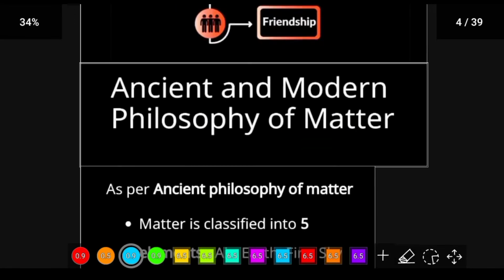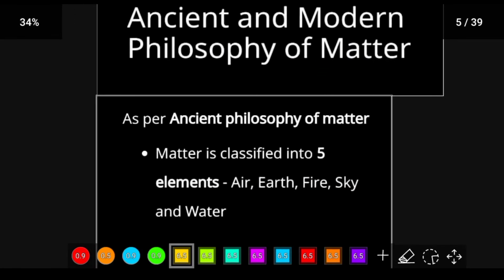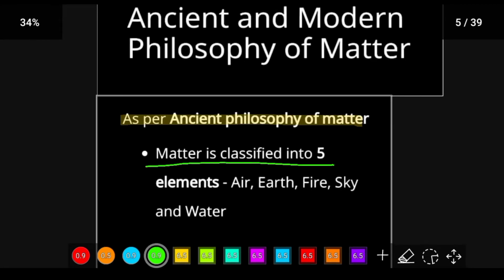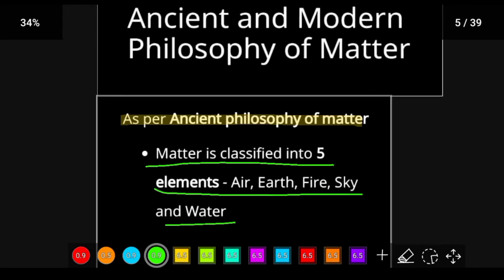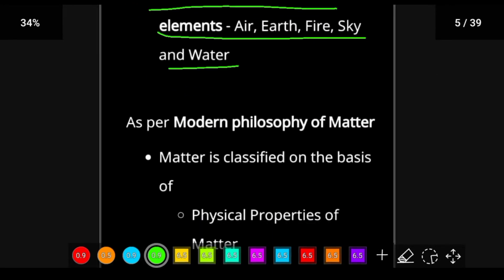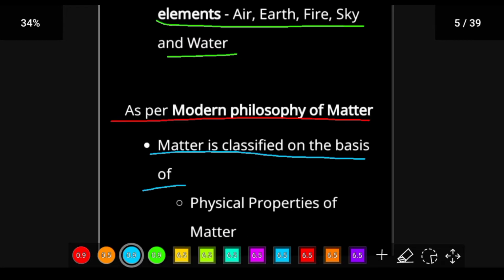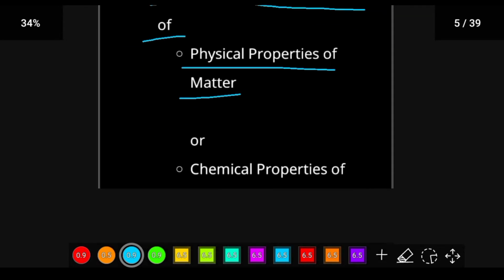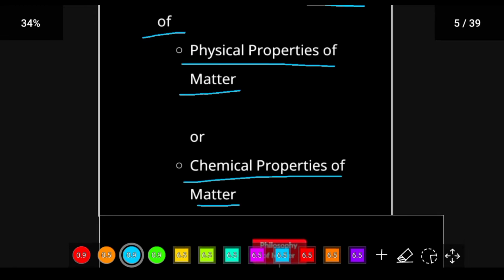Ancient and modern philosophy of matter. As per ancient philosophy of matter, matter is divided into 5 elements: air, earth, fire, sky and water. As per modern philosophy of matter, matter is classified on the basis of physical properties of matter or chemical properties of matter.